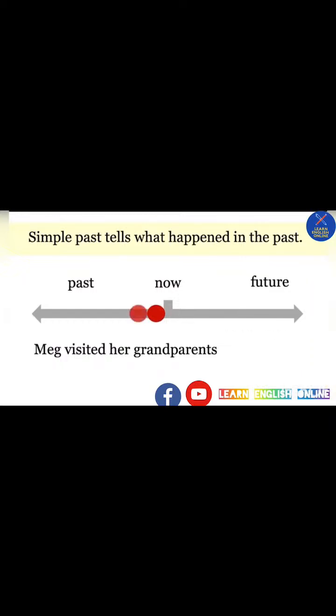Meg visited her grandparents last week. Meg visited her grandparents last month. Meg visited her grandparents last year. This word last is a signal word for the past. We put it with another time: last week, last month, last year.